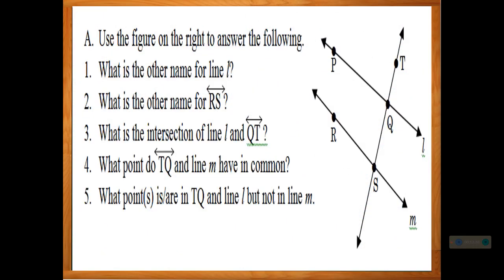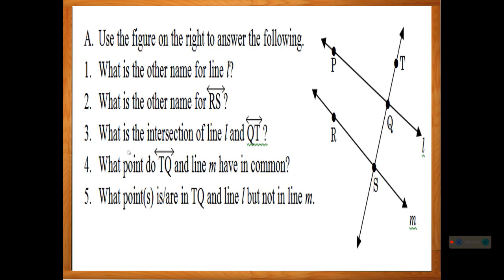Use the figure on the right to answer the following. So we have here the figure on the right. So let's answer the questions. Okay, so number 1, what is the other name for line L? So we have here line L. So how are you going to name it? Yes, that is line PQ, correct. Or line QP is also correct. Next, number 2. What is the other name for line RS? So we have your line RS. So what can be the other name of this? That's correct. We have line M.